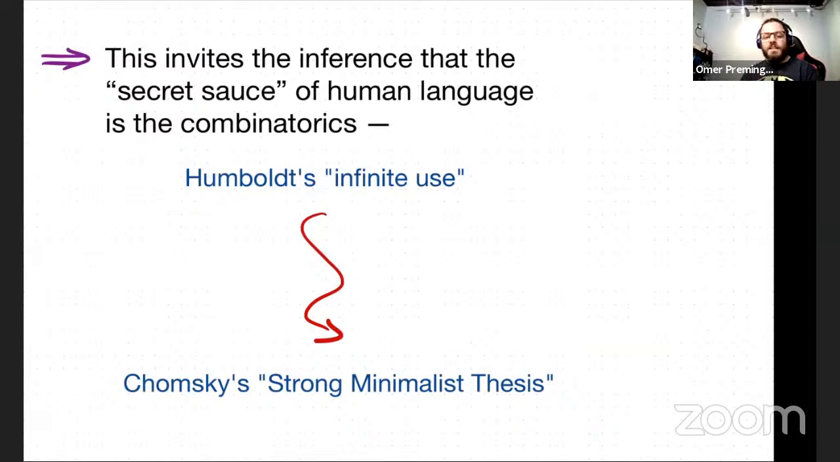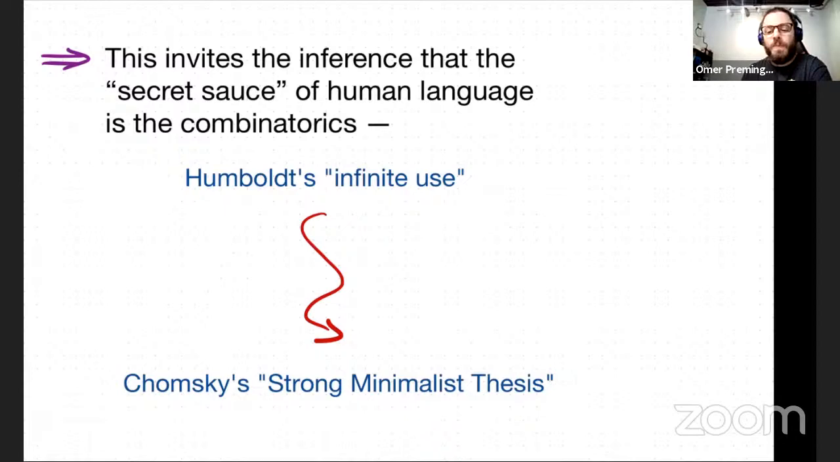So let's assume that arbitrary signs are not unique to humans, while natural language is unique to humans. This invites the inference that the secret sauce, so to speak, the thing that makes human language what it is, is the combinatorics. That is, what's special about human language is the infinite use.